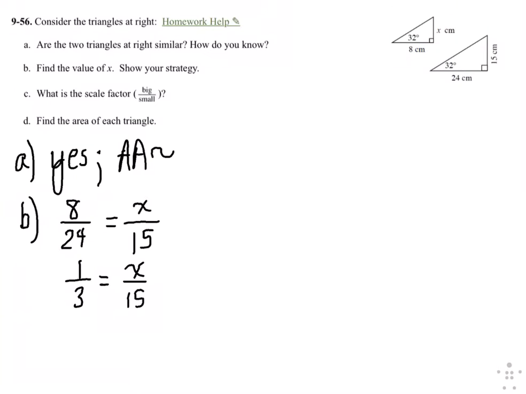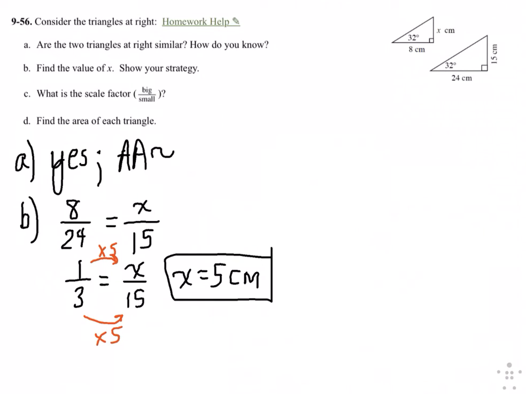So two ways, we can cross multiply, or we can just look. We multiplied by 5 in the denominator, which means we need to multiply by 5 in the numerator. So we get x equals, in this case, x equals 5 centimeters, right?